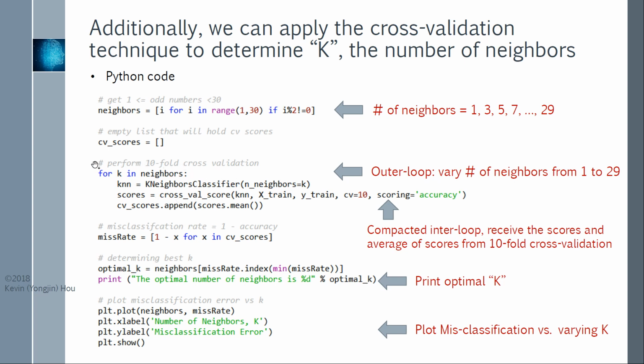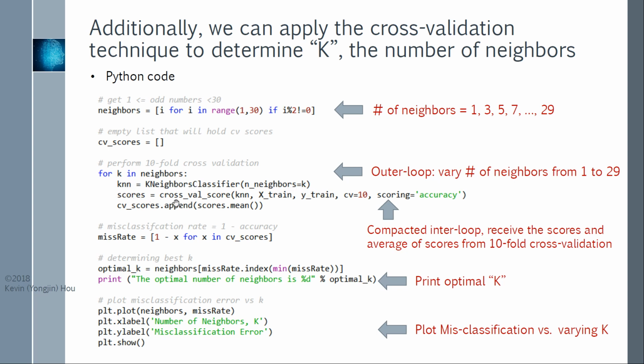Now here is the key part for the cross-validation. We are now using the tenfold cross-validation. So the outer loop is the number of neighbors. Again, remember the neighbors is a list 1, 3, 5, 7. Basically, we just loop through: first time we put k equal to 1, then k equal to 3, k equal to 5, and so on and so forth. Within the loop, we keep calling the KNN classifier with a different parameter, a different number of neighbors.